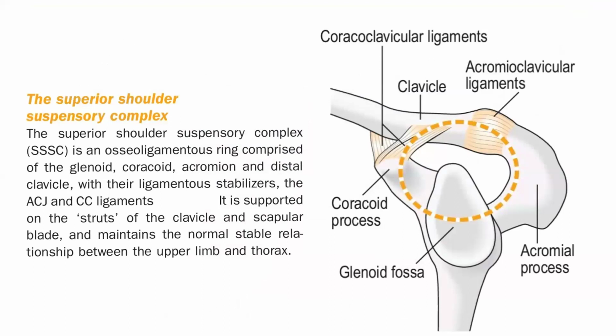It is the superior shoulder suspensory complex. It is an osteoligamentous ring. It comprises glenoid, coracoid, acromion, and distal clavicle with their ligamentous stabilizers, the AC joint and coracoclavicular ligaments. It is supported on the struts of clavicle and scapular blade. It maintains the normal stable relationship between upper limb and the thorax. This is best appreciated in the scapular Y-view X-ray.